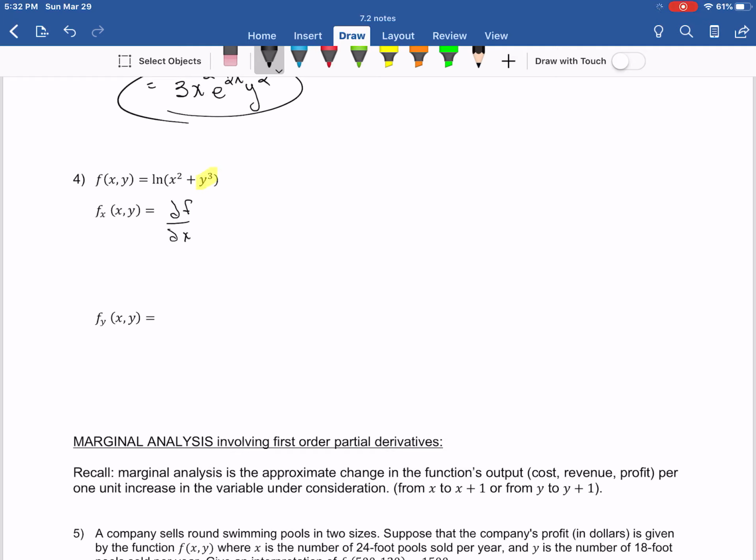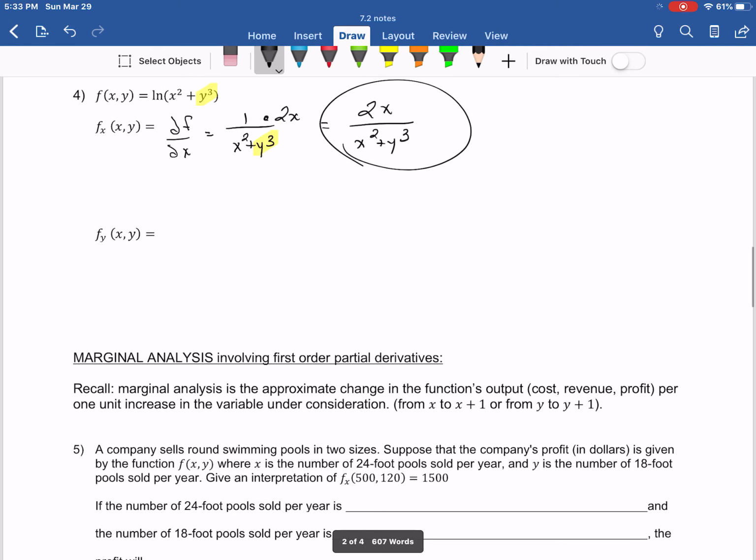Y is your constant. Okay, so if I take the derivative of the natural log of an expression, I get 1 divided by the expression times the derivative of what's on the bottom, right? Well, don't forget, that's a constant. So when you take the derivative of x squared plus a constant, what do you get? Just 2x. So that's pretty much it. I would write that as 2x divided by x squared plus y cubed. Done.